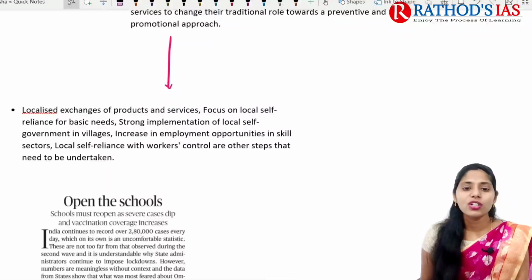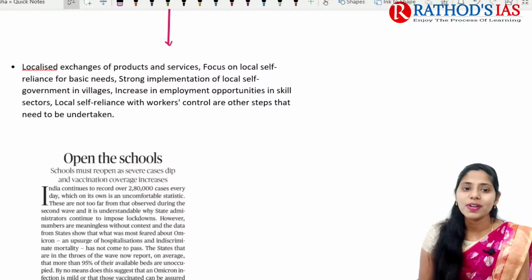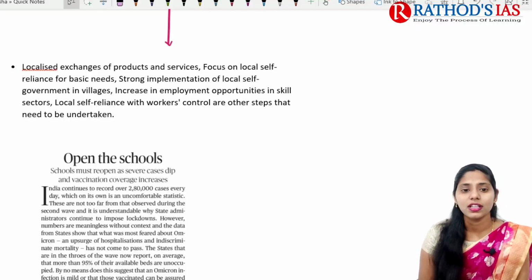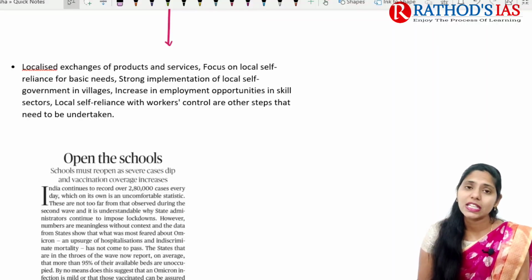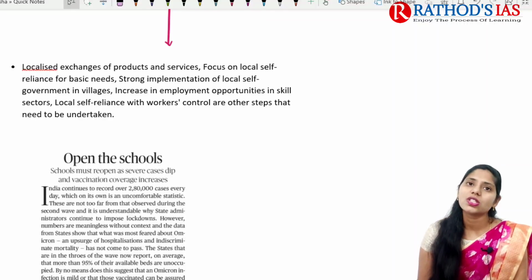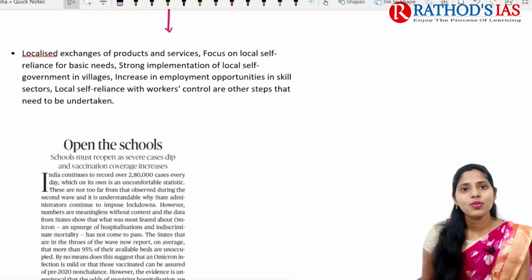Okay, and we need to focus on local self-reliance for basic goods, and we need to go for strong implementation of local self-government in villages, and we need to focus on increasing of government employment opportunities in skill sector. Okay, so these are some important steps that can be taken for the formalization of economy or to improve the conditions in this informal economy. So this is the gist of this topic, and I hope it is very much clear now. Now let us move on to the next topic.